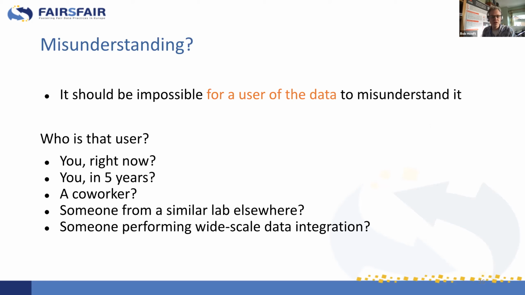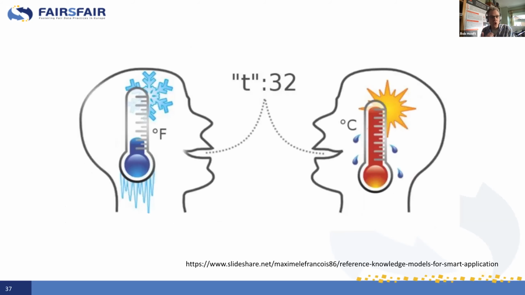And a user of the data can actually range from quite close by to you to quite far away. You could be talking to your own self, right now or in 5 years. Do you still remember what you meant tomorrow or in 5 years when you're re-looking at your data set? Or a coworker, would a coworker understand exactly the same thing? And if you really talk about interoperability between research subjects, then it is also necessary that people in another lab, maybe working on completely different science, really will understand your data to do this kind of wide-scale data integration. And whenever you go down that list, the number of possible misunderstandings goes up.